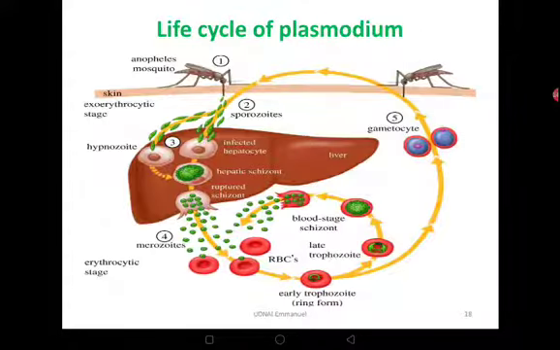So in summary, you can see from here, stage 1, the Anopheles mosquito is biting somebody, sucking blood, but also releasing the sporozoites. The sporozoites will move to the liver. From the liver, they multiply. They undergo cell division and multiply. And then they will burst the liver cells and then they are released into the red blood cells.